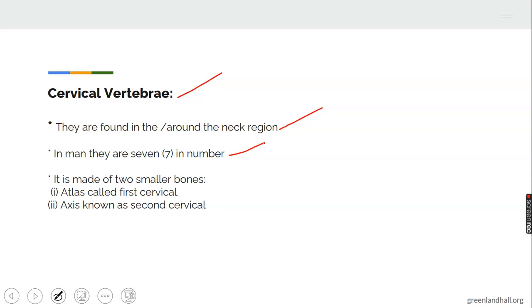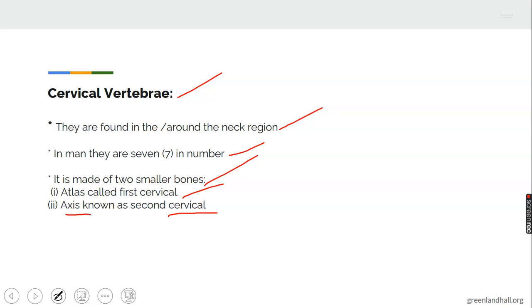The cervical is made up of 2 smaller bones. We have the one called first cervical or the atlas. We have the second cervical or the axis.